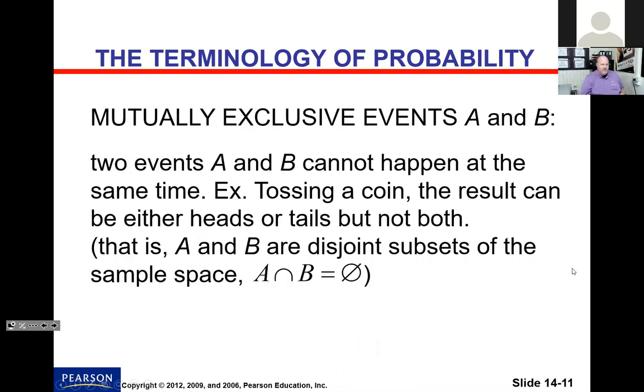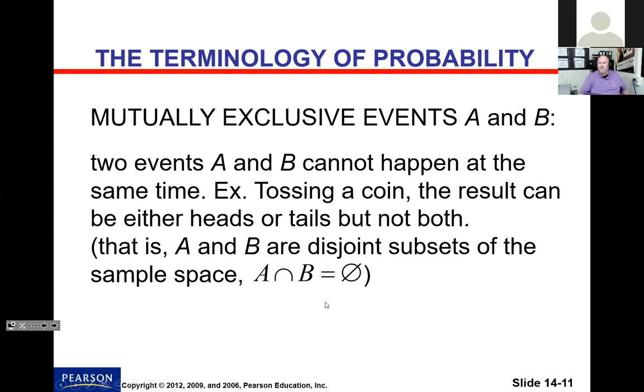Okay, here we go. So now there's two that we have to worry about: mutually exclusive and independent. And they often get mixed up. Mutually exclusive events means you cannot have two events happen at the same time. The best way to remember this is a coin. If I flip a coin, it's either heads or tails, but not both, right? It can't be both heads and tails. So they're mutually exclusive. They can't happen together, okay?